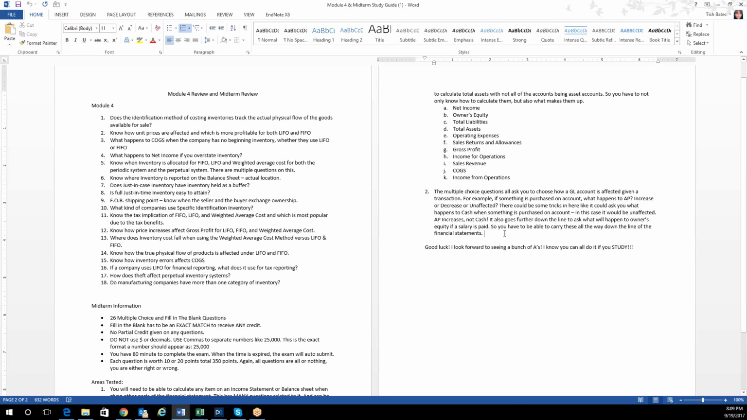All right. The other thing that it asks you is a choice of how a GL account is affected. So does it increase or decrease, or is it unaffected based on the scenario that's given? There could potentially be some tricks in here, like it could ask you what happens to cash when something is purchased on account. What's the answer to that?